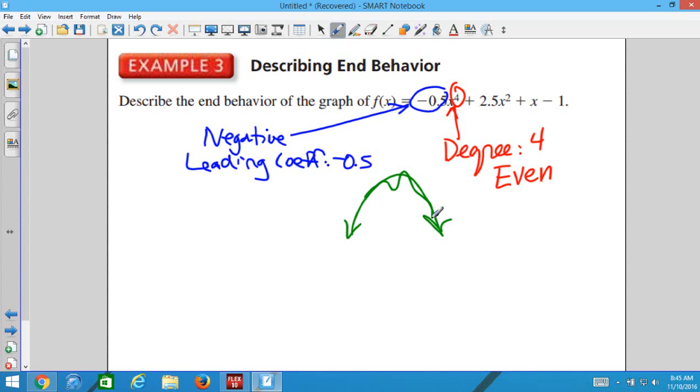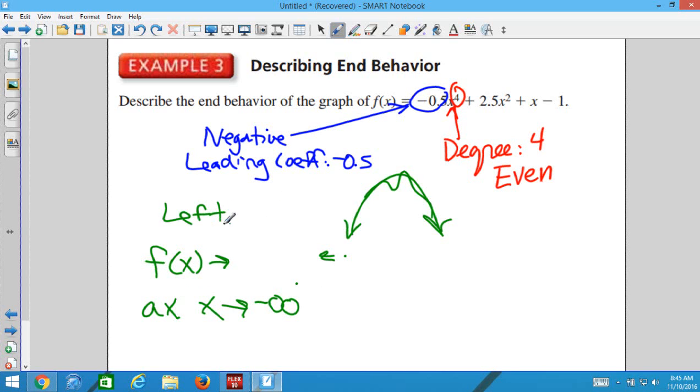So for the left side, we're going to say that f of x, which is the y, approaches something as x approaches negative infinity. That's the left side.